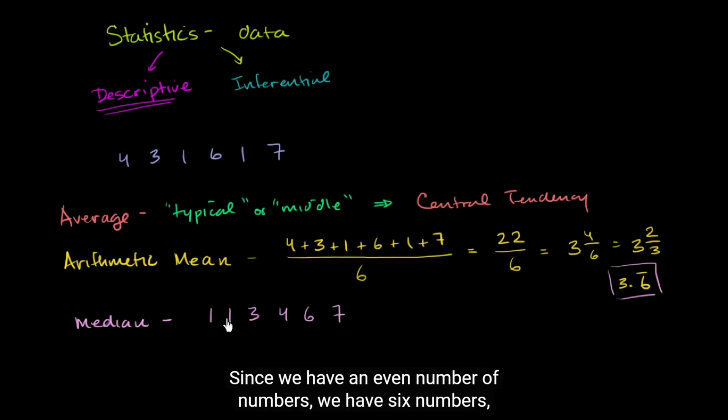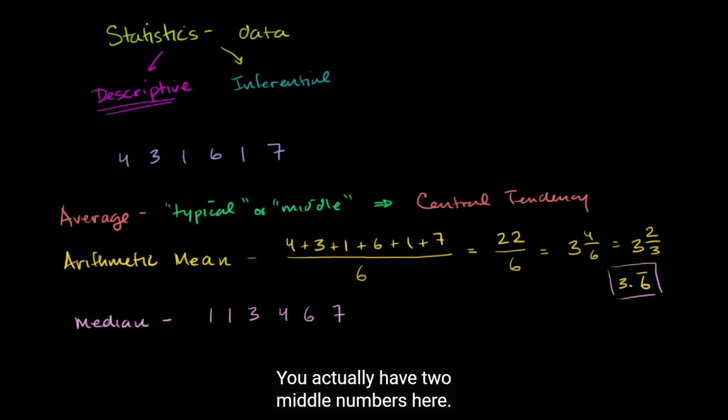Well, you look here, since we have an even number of numbers, we have 6 numbers. There's not one middle number. You actually have 2 middle numbers right over here. You have the 3 and the 4. And in this case, when you have 2 middle numbers, you actually go halfway between these two numbers.